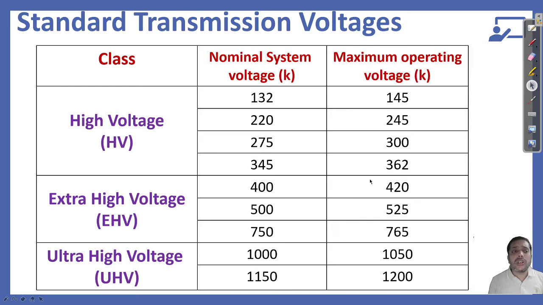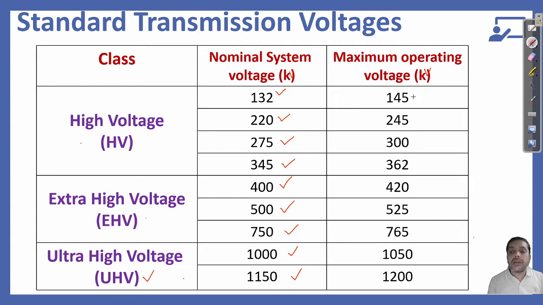So according to standards, how are these transmission lines classified? The nominal system voltages in the high voltage category are 132 kV, 220 kV, 275 kV, and 345 kV. Then in EHV transmission it is 400 kV, 500 kV, 750 kV, and then 1000 kV and 1150 kV come under the UHV category. So high voltage, extra high voltage, and ultra high voltage.